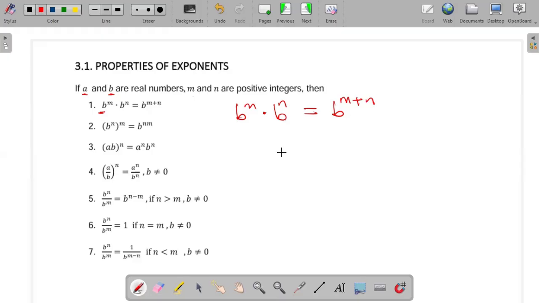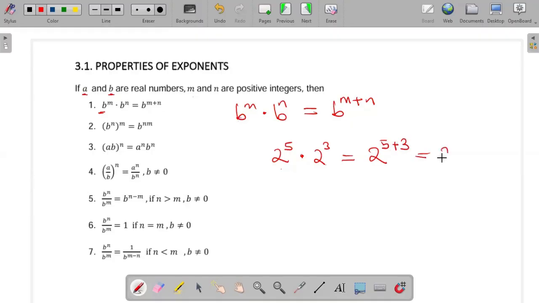For example, if I have 2 raised to the power 5 multiplying 2 raised to the power 3, this means I am going to keep the base. The base in this case is 2. So I keep the base and I add the numbers in the exponent: 5 plus 3.